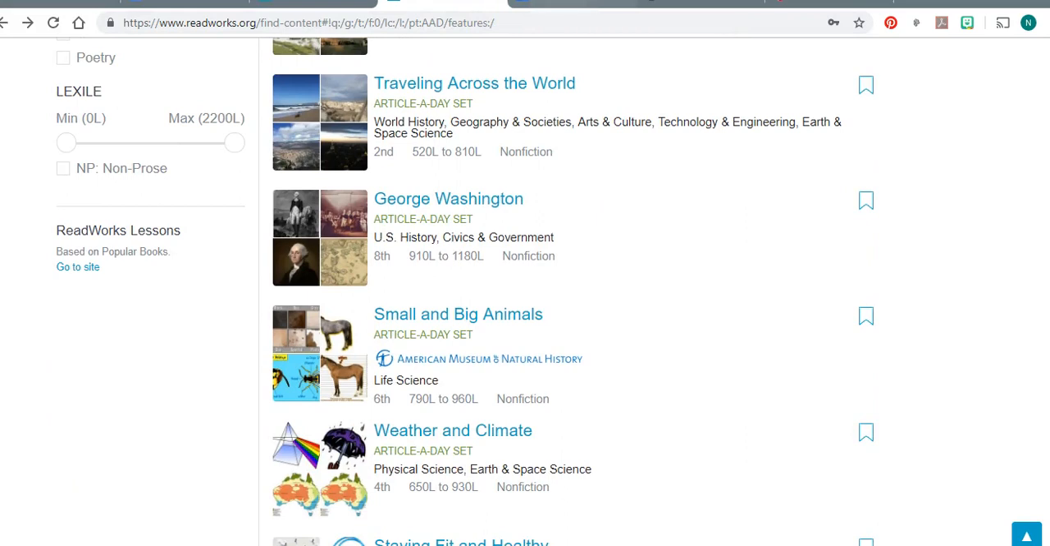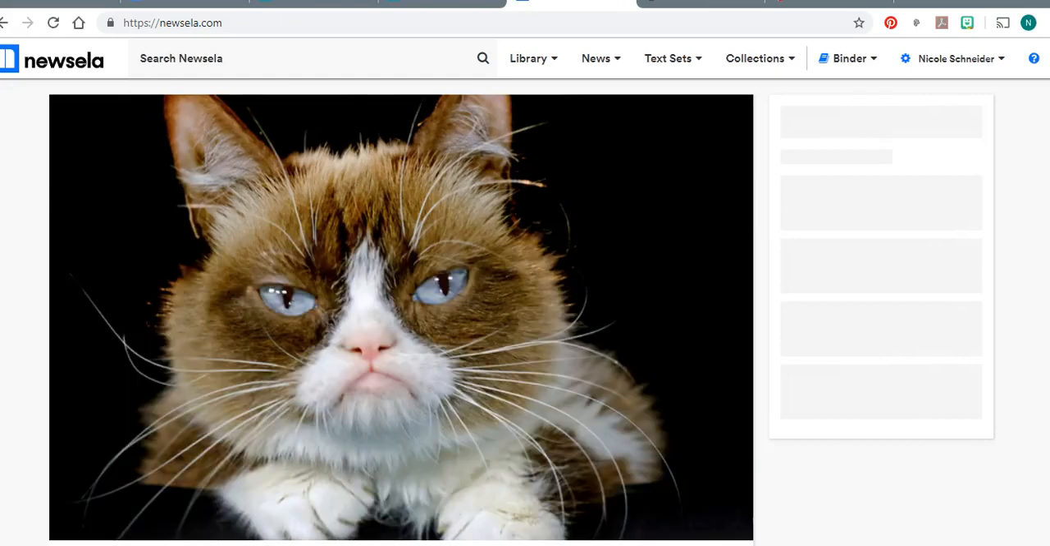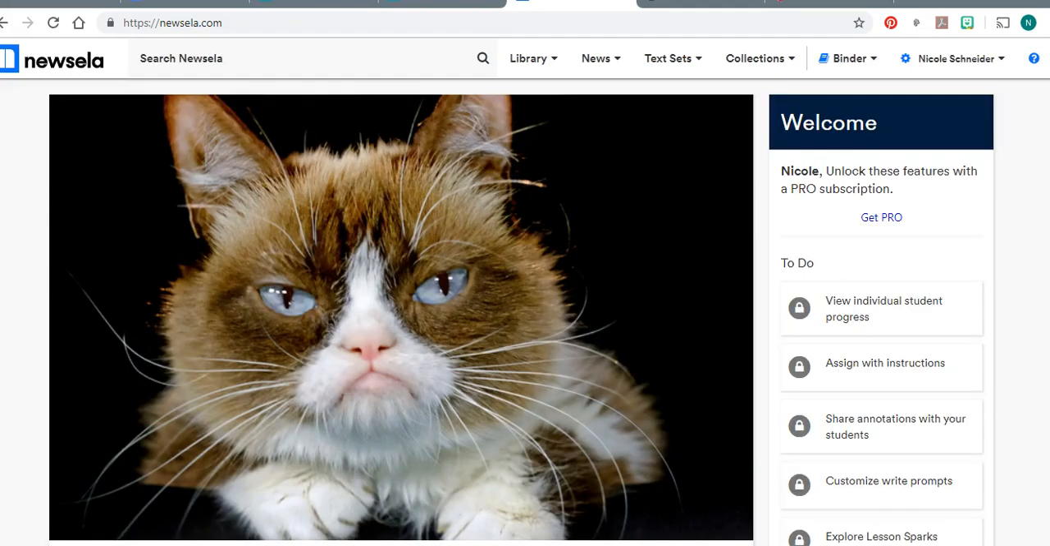The other one I really like is Newsela. This one has kind of made me angry a little bit because they keep charging for the cool features, and they keep pushing you to pay, which obviously they have to make money, but it annoys me. So Newsela is really cool because it's current events and it's leveled texts.